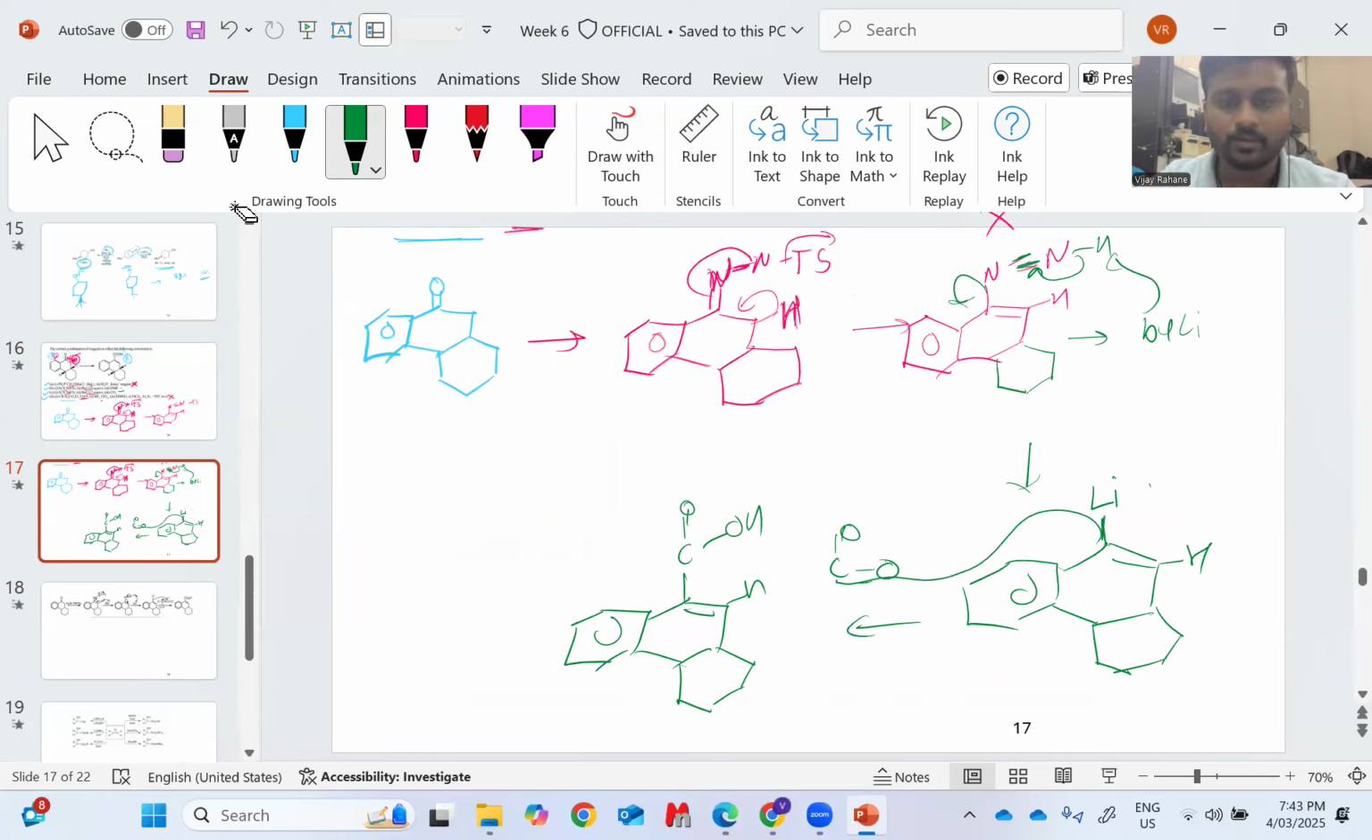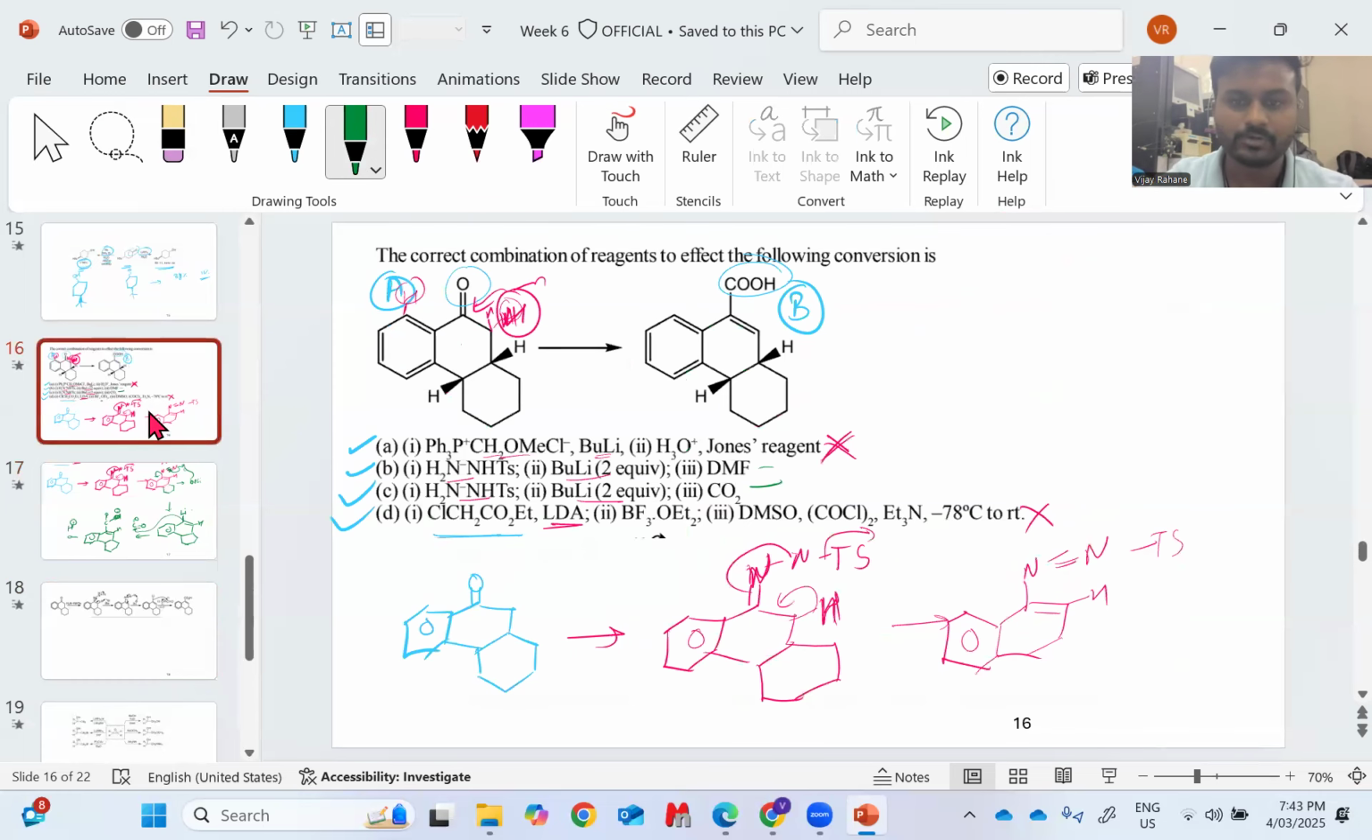Upon hydrolysis, at this stage it will be negative, and upon workup it will form the acid. So among these reagent combinations, option C is the correct option, because we have neglected the first option. The first option directly uses butyl lithium, which is a nucleophile, so it can directly attack the carbon. So definitely this butyl lithium is not a good reagent combination.